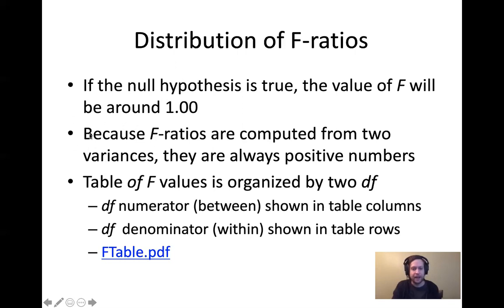I also already said that F ratios are calculated based on variance, and variance involves sum of squares. Sum of squares involves squaring things, which makes things always positive. So the F number will always be positive, unlike t and z, which can be negative.